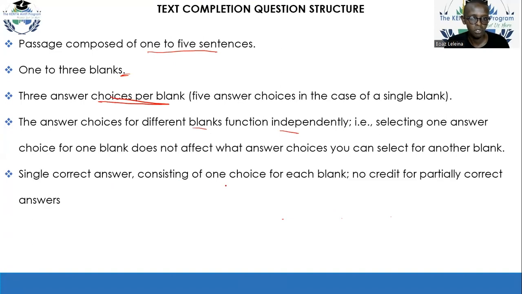Single correct answer consisting of 1 choice for each blank. No credit for partiality of answer. So if you have 3 blanks, you have to make sure you get all 3 correct in order to get the point for that question. Or if you fail 1, then you fail the entire question. So you have to make sure that the entire sentence structure makes sense.